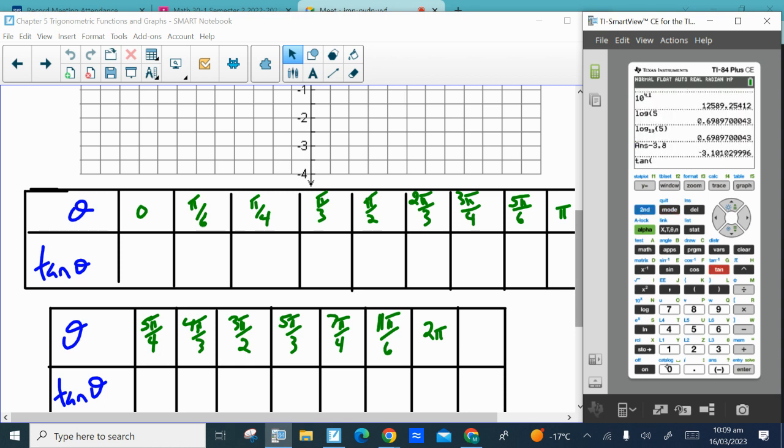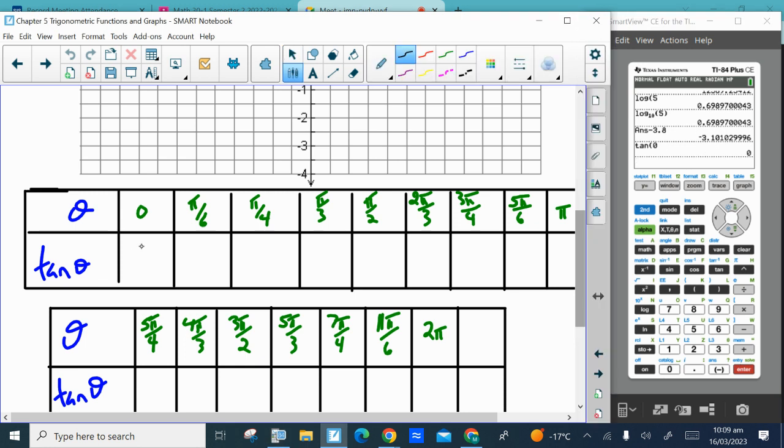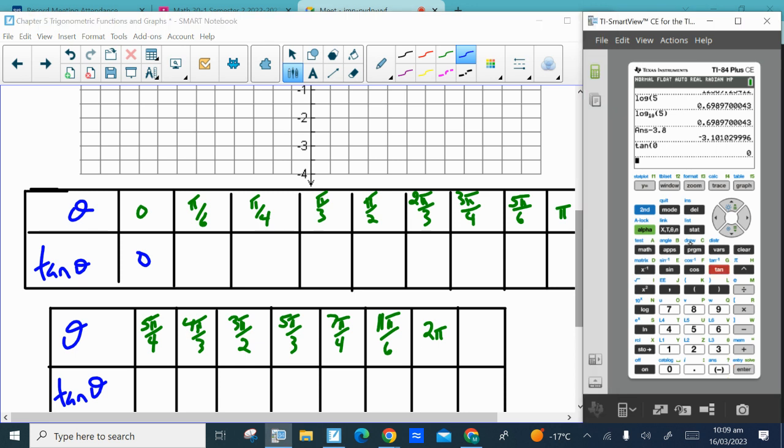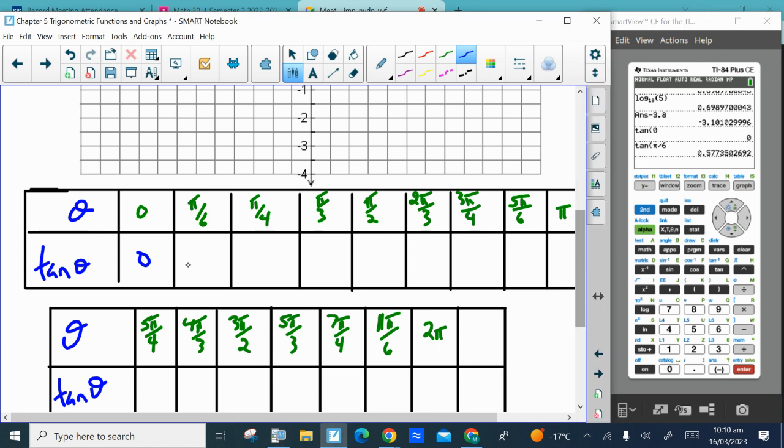So if you take the tangent of 0 on the calculator, you get 0. If you take the tangent of pi on 6, and incidentally, you also could, if you wanted to, use the unit circle to get these values. The only difference is that on the unit circle, all the values are exact values. To graph them, it might be better to have them as decimals. So at pi on 6, it's 0.6.